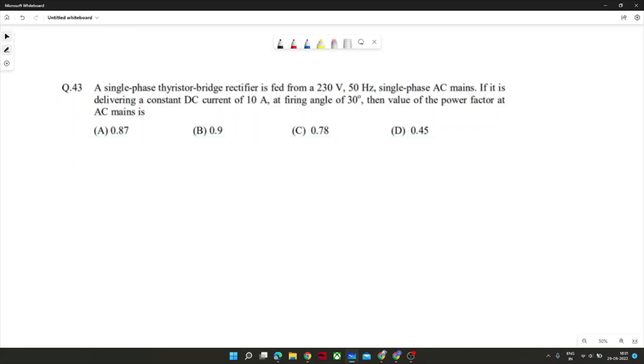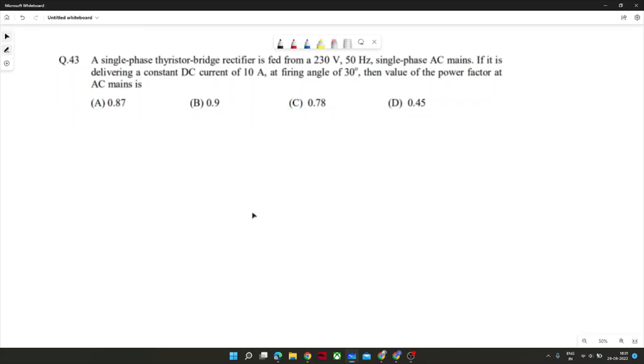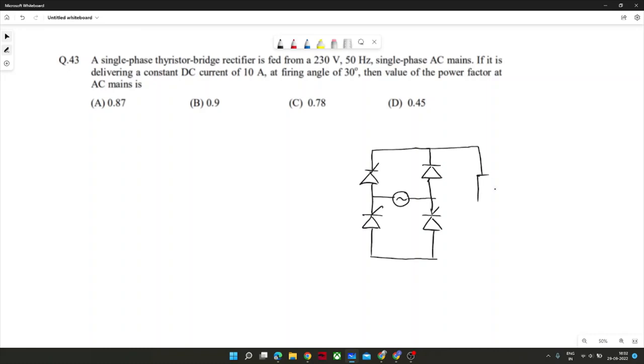So this is a single phase thyristor bridge rectifier, for which I will draw a circuit, how it would look like. You would be aware already, I guess. So this is a thyristor bridge, which is supplied by an AC source, and there would be some load.